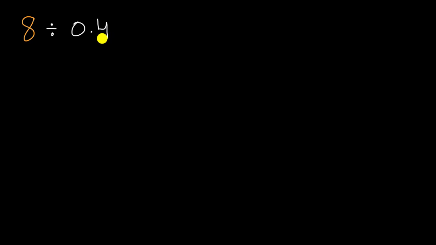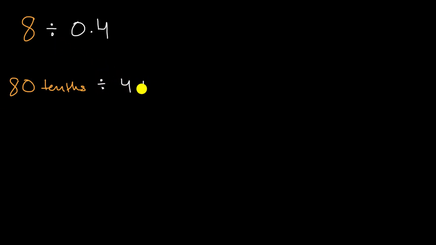And so one way to think about it is to think about everything in terms of tenths. So 8 ones, 1 one is equal to 10 tenths. So 8 ones is equal to 80 tenths. So this is equal to 80 tenths. And I'm dividing it by 4/10ths.